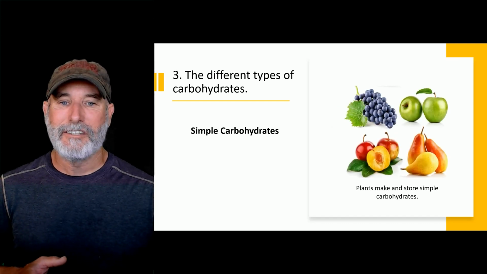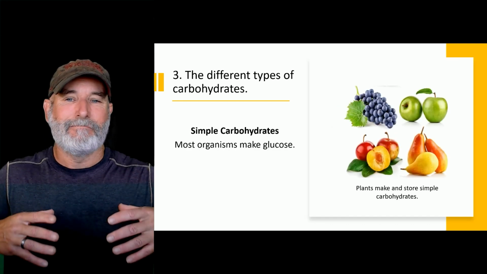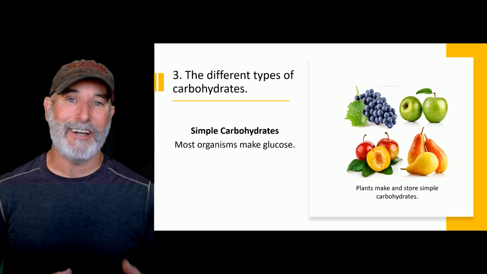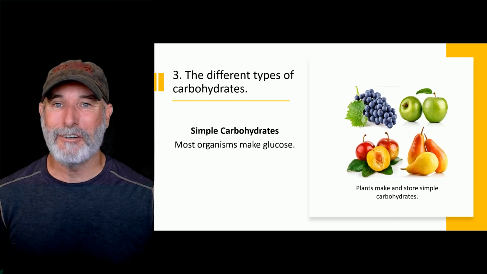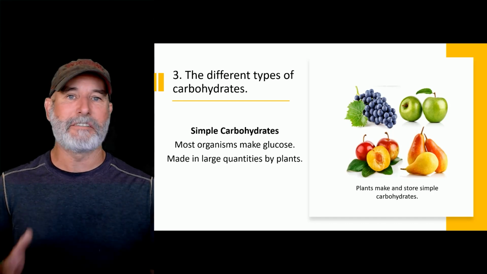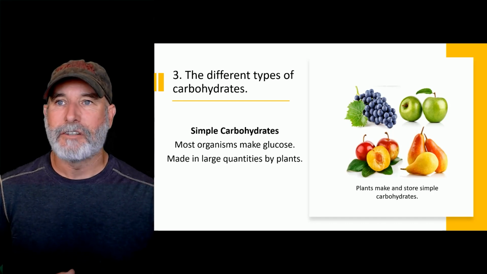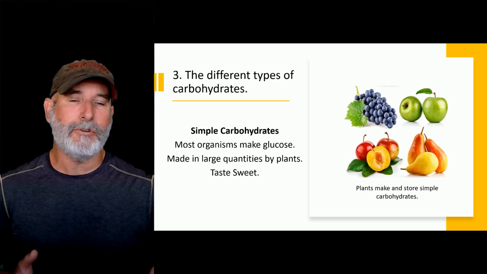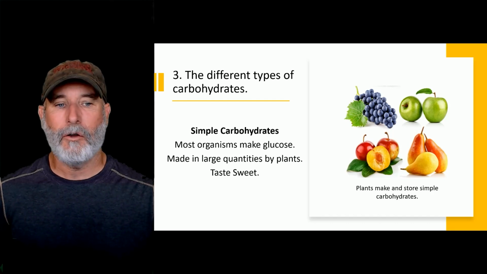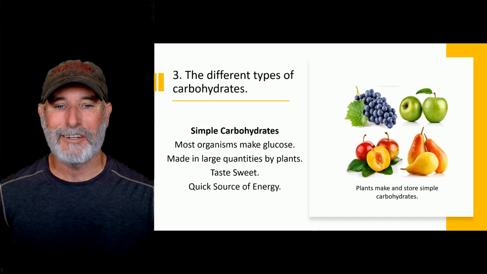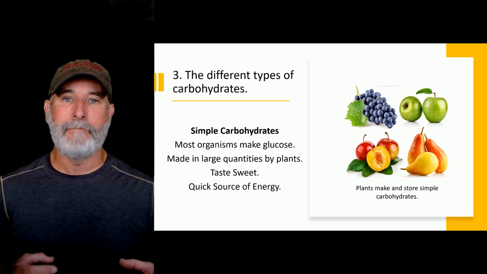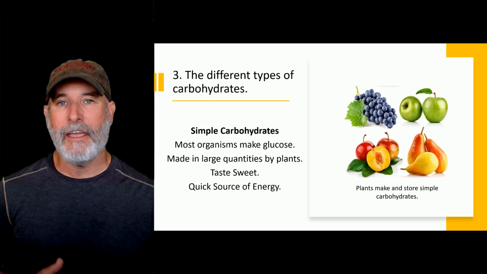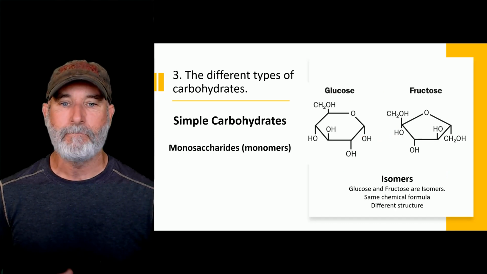So these simple carbohydrates, most organisms make glucose. And we also have glycolysis, the metabolic pathway to break it down as well. And plants make them in large quantities. So they're a precursor for all the different polymers. And these simple sugars taste sweet and they're loaded up in all of our fruits and vegetables, fruits especially. And because they're water soluble and easily absorbed into the bloodstream, they are a quick source of energy.